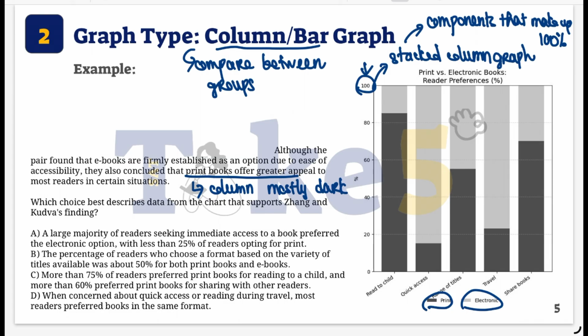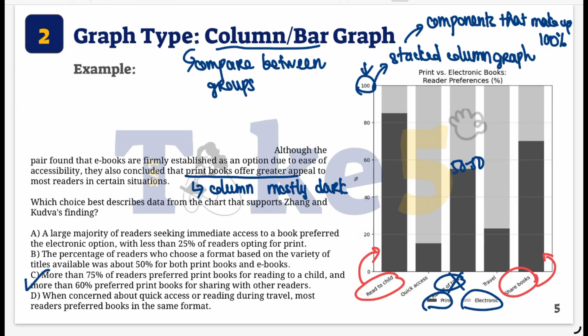Here, two genres fit that description, read to child and share books. The range of titles seems appealing, but it is too close to 50-50, so it's too much of a stretch to claim that most readers prefer one type to another. Now we need to find the right answer for this observation, since the answers of these questions are not as straightforward as the previous, which is C.